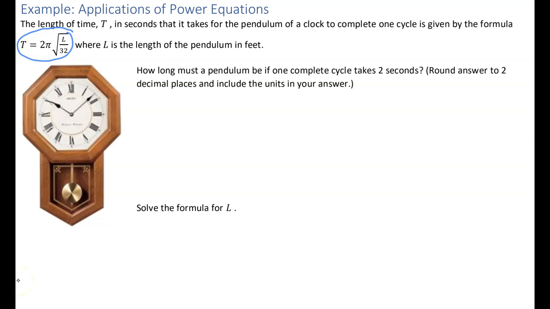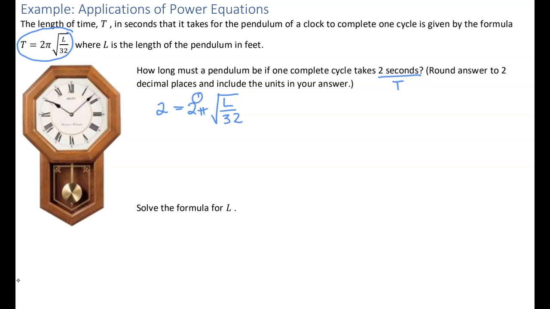The first question asks how long the pendulum needs to be if we want it to complete one cycle in 2 seconds. So we're being given a T value in this problem, which means back in our equation we'll replace the T with 2, and we'll have that equal to 2 pi times the square root of L over 32. And this, just like our power equations, will just be a reverse order of operations type of problem. So if we start at the L, the first thing happening is the dividing by 32, then the square root, and then multiply by 2 pi.